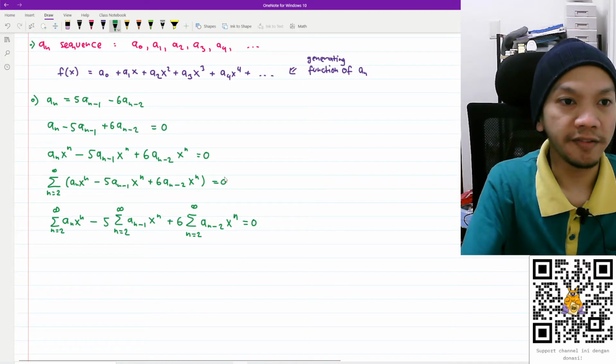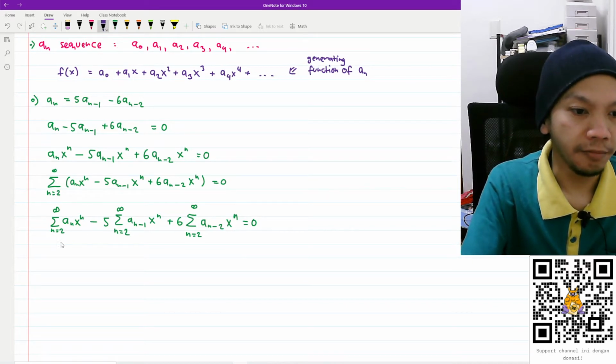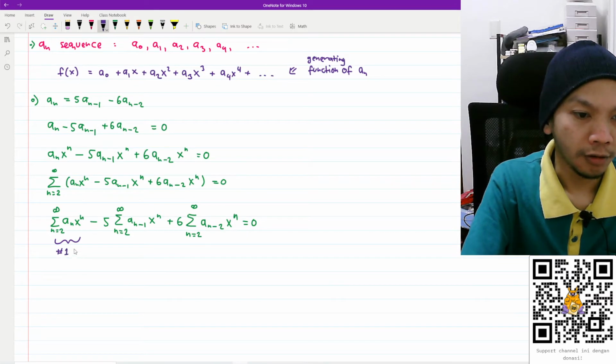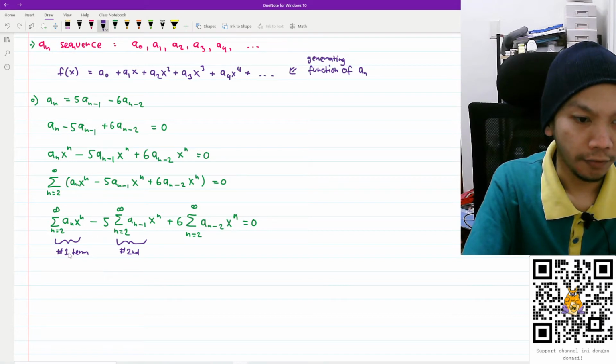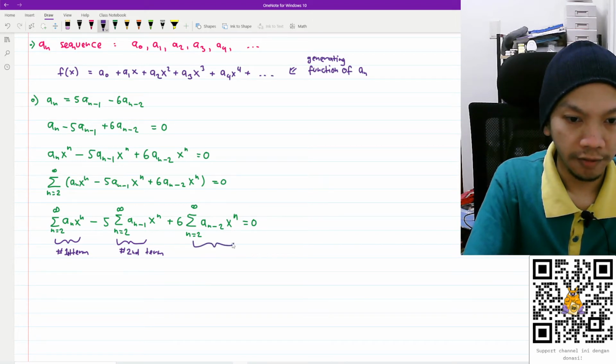Okay, now let's name the sigma terms. Maybe this one will be the first term, and then this one we will have as the second term, and this one is the third term.